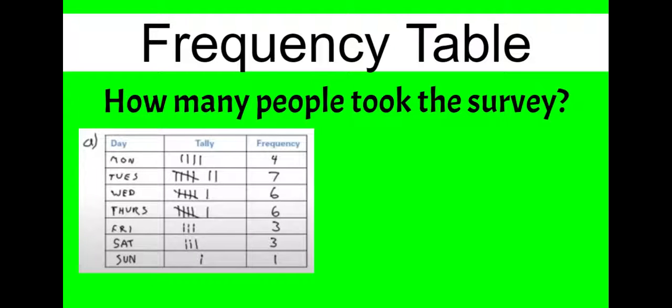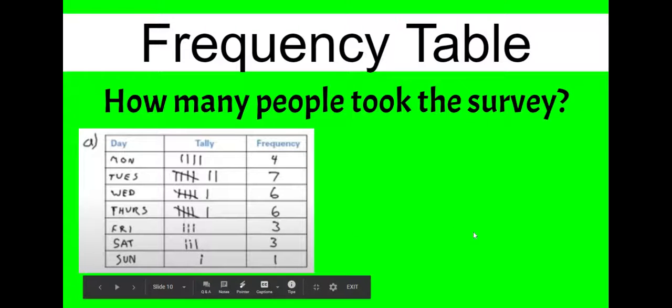If you answer Tuesday, then you are correct because Tuesday has the highest number with 7. Which day of the week were the least number of students born on? If you answered Sunday, then you are correct. So you can answer different types of questions. Now that it's organized, it's easier for you guys to see.